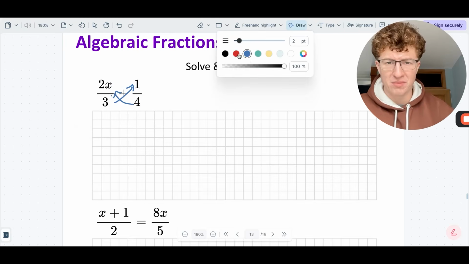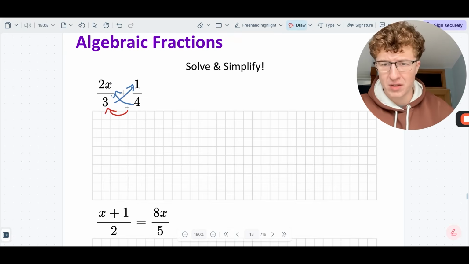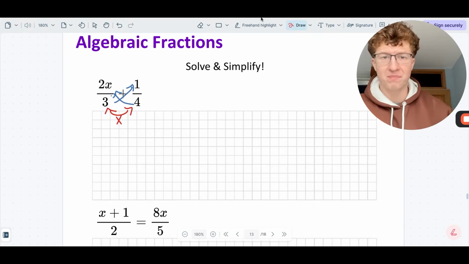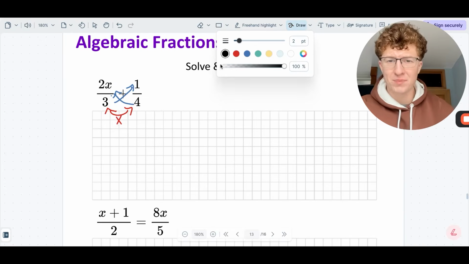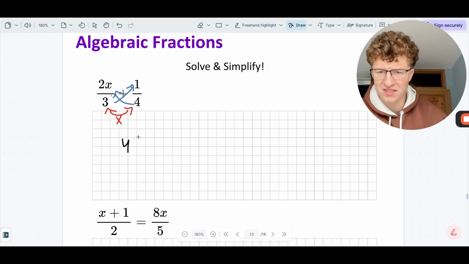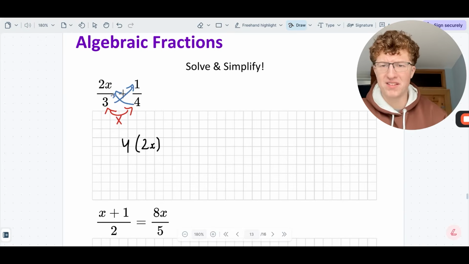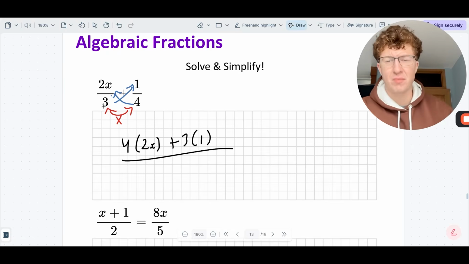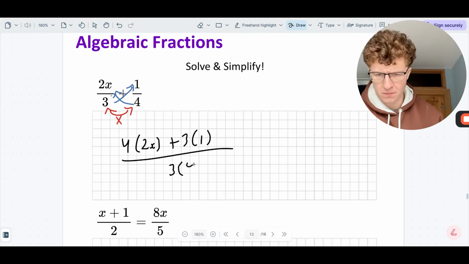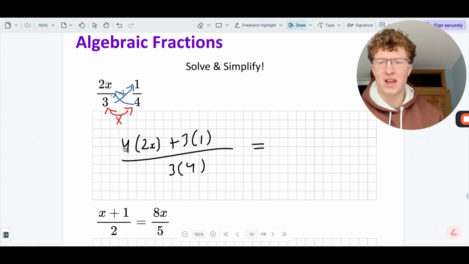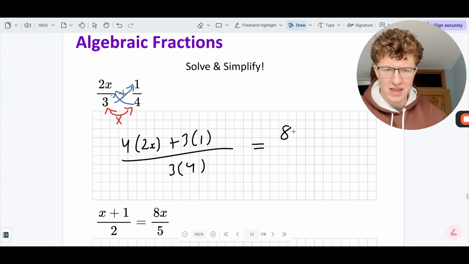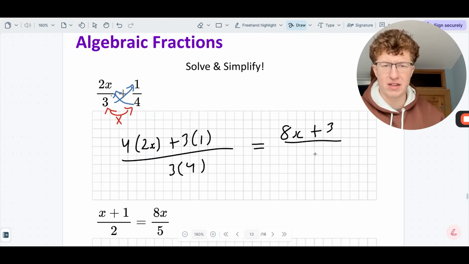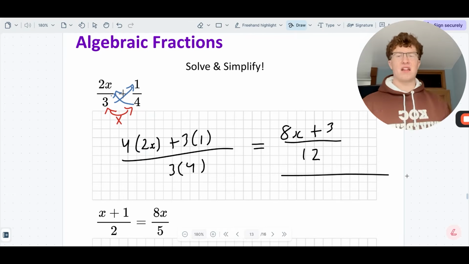And then bottom boys. We're going to be getting the denominator of the fraction by multiplying these two guys at the bottom. So, writing that out, we're going to have the 4 times the 2x plus the 3 times the 1. And then for the denominator, it's the bottom boys, 3 times 4. Now, simplifying that, 4 times 2x is going to be 8x. 3 times 1 is just going to be 3. And then on the bottom, we have 3 times 4, which is 12. So that's that question done.